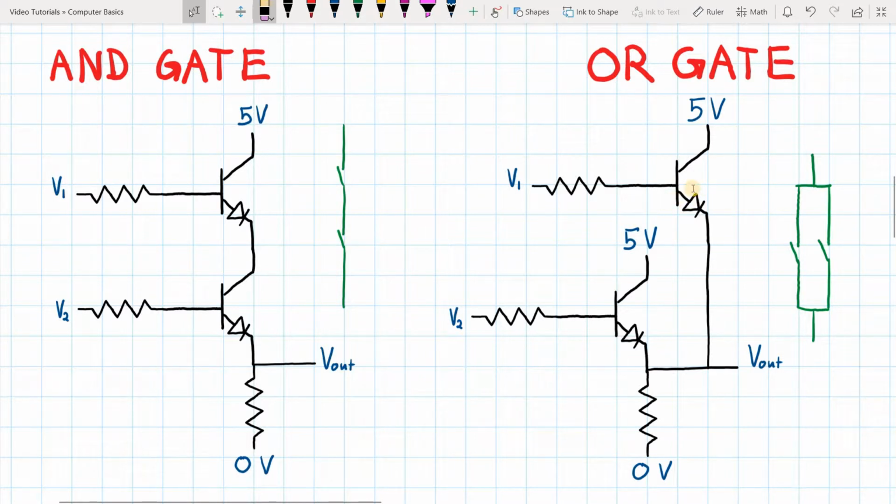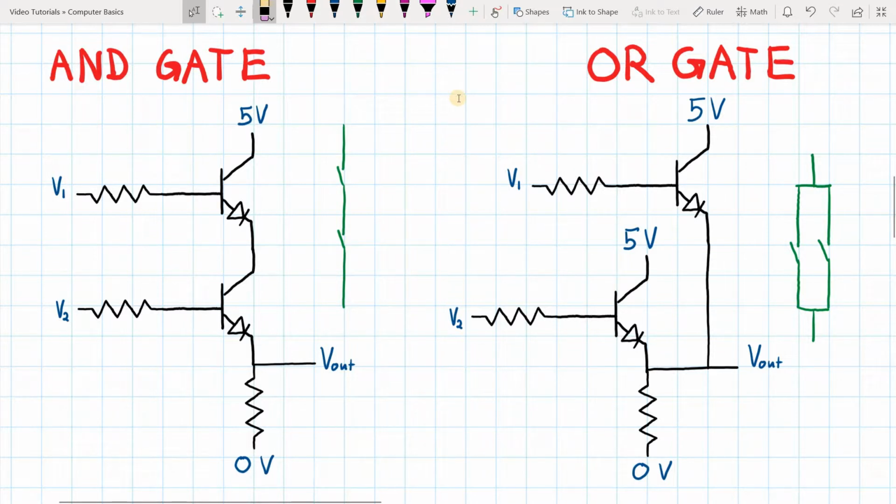Here, this transistor is the right switch and this is the left switch. So if V1 is on, the 5 volts will run through this transistor and bring this voltage up to 5 volts at V out. Or if V2 is turned on, then it allows this 5 volts to come through and reach this point, and it's also connected to V out. And again, the 5 volts is dropped across this resistor at the end. So we have AND and OR gates.